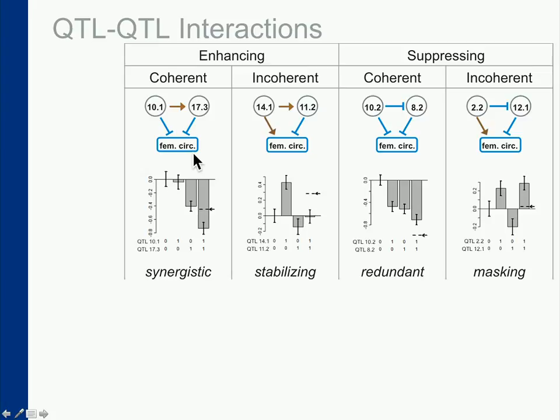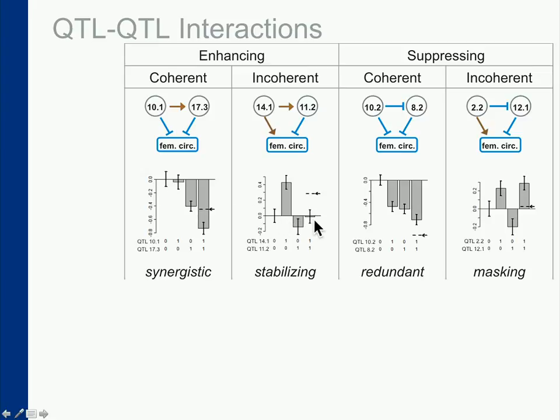These first coherent and enhancing interactions tend to give you more of the phenotype than either of the single perturbations or single variants, and so that's a synergistic interaction. These incoherent enhancing interactions tend to be sort of stabilizing. They look like this, where you have opposite effects for the two variants taken individually.